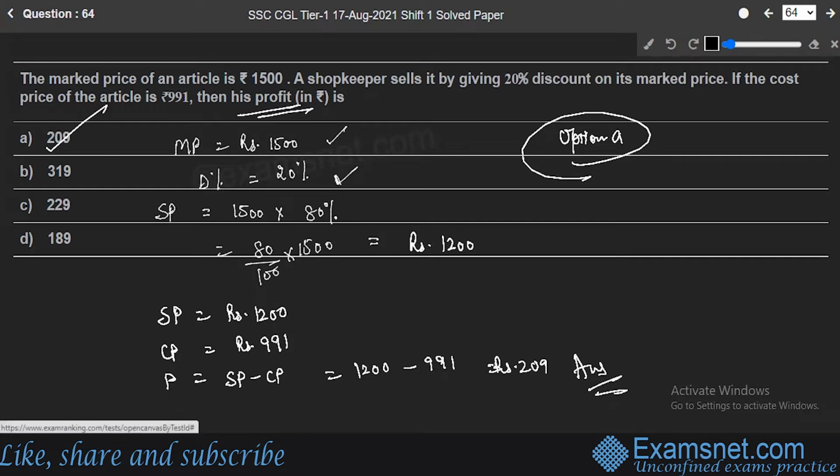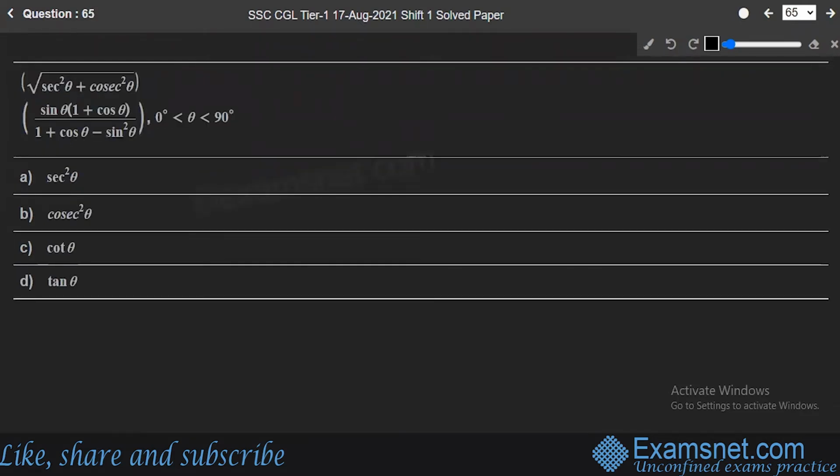Then let's move to the next question, number 65. A good trigonometry question is waiting for you. Here, two terms are given to you, and you have to find the product of these terms. Actually, it's a multiplication. So let's start. Trigonometric ratios, the basic ones: secant theta is equal to 1 upon cos theta, and cosecant theta is equal to 1 upon sine theta.